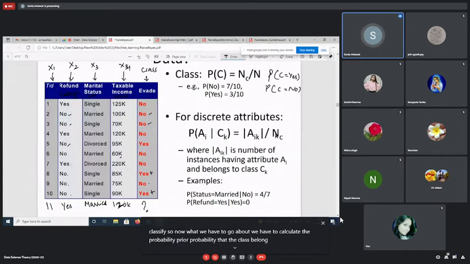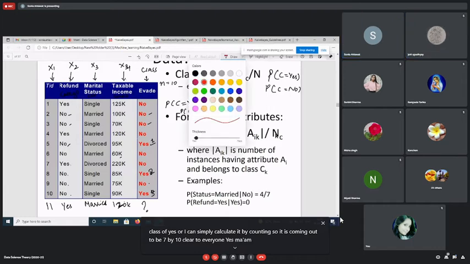the class belongs to yes or the class belongs to no. Who will tell me what will be the probability for class yes and for class no? Quickly calculate and tell me. So number of samples are 10. Count the number of no's or yes first. Yes is 1, then 2, and 3. So I can simply say it is 3 by 10 for yes. Remaining will be 1 minus P of class yes, or I can simply calculate it by counting. So it is coming out to be 7 by 10. Clear to everyone? Yes, ma'am. Fine. Till this point it is clear.